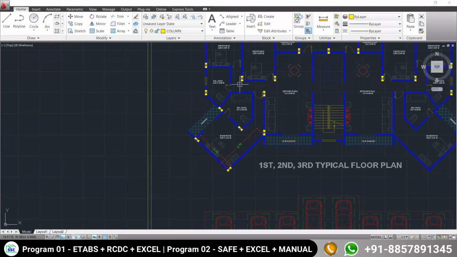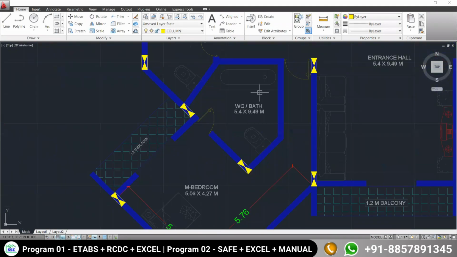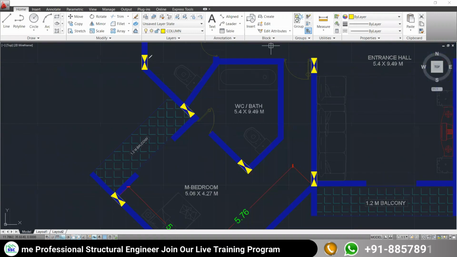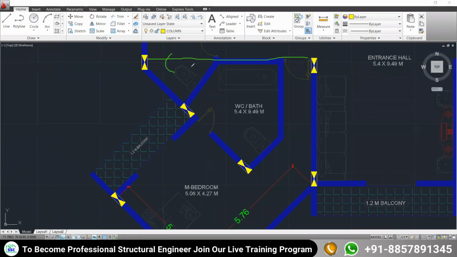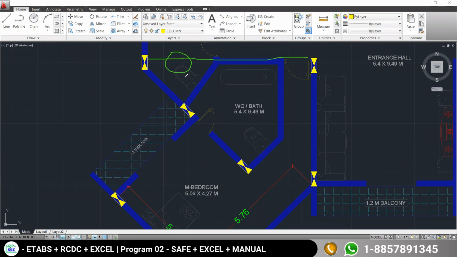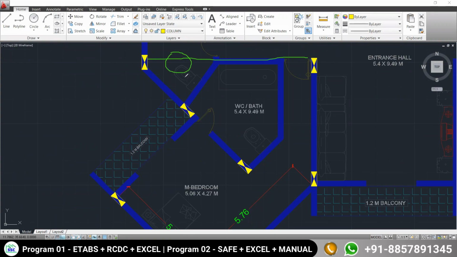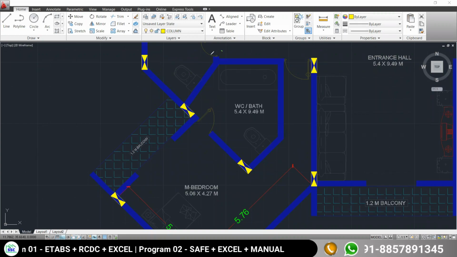Now next is what? Try to understand one beam. If you would like to avoid the beam coming inside this WC area, WC and bath, not only WC, if it is only WC, then we can allow it to a certain extent. But if the bath is also there, it will not be good, it will not give a pleasant, aesthetical appearance. Okay, so we have to avoid the beam here. Then what? We need to provide the column at this junction.